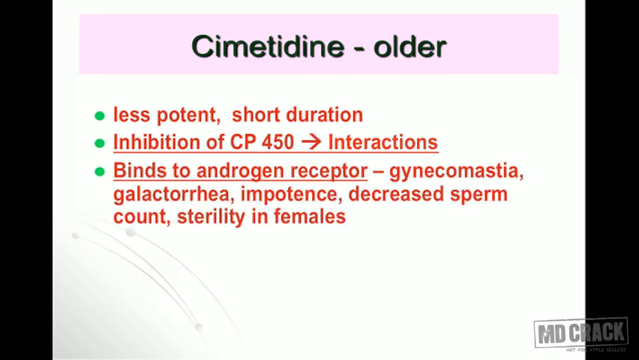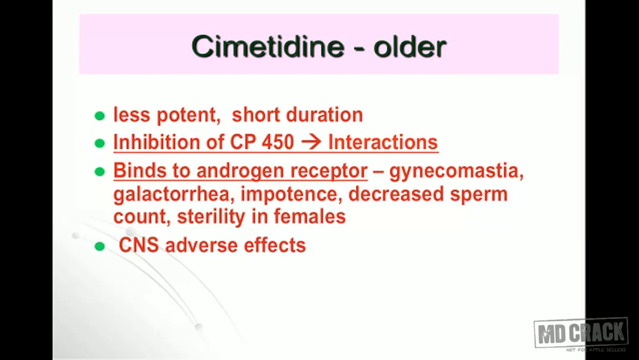The next important adverse effect or drawback of cimetidine was that it binds to the androgen receptor and leads to various sexual dysfunctions in the form of gynecomastia, galactorrhea, impotence, decreased sperm count, and sterility in the females. So gynecomastia, galactorrhea, impotence, decrease in the sperm count, and in the females, it led to sterility.